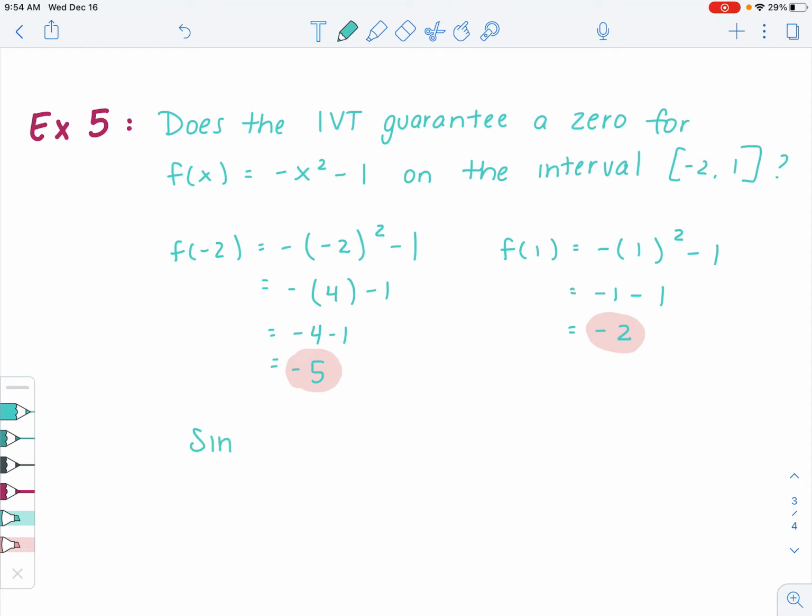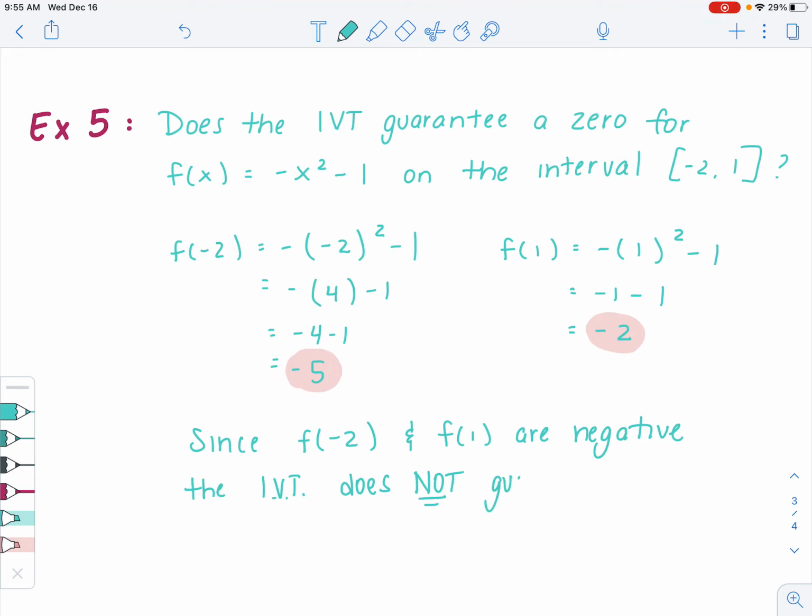So since f of negative 2 and f of 1 are negative, the IVT does not guarantee a real 0.